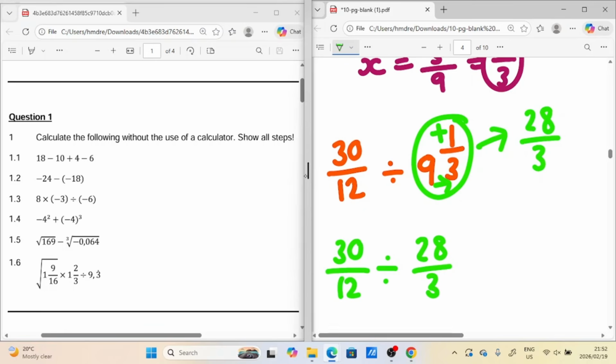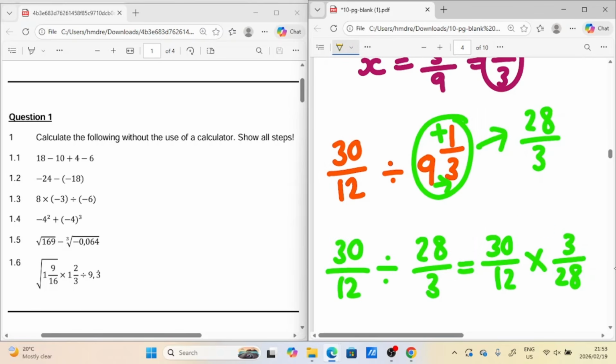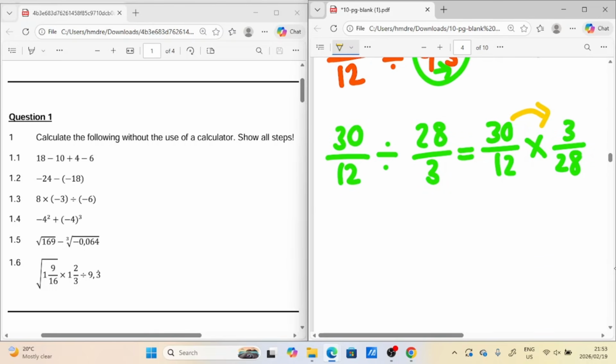When we are dividing with fractions, we do the KFC method. So we keep the first term, we flip the second term, and we change the sign. Because multiplying fractions is really straightforward. So now we're going to have 30 times 3. Okay, so 30 times 3 is 90.